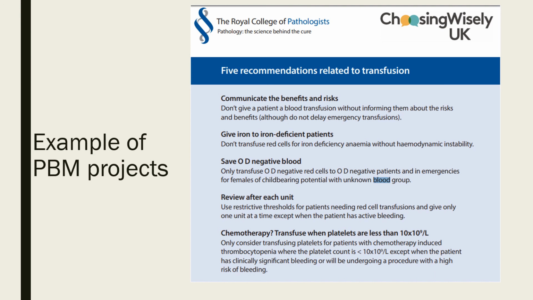The fourth recommendation is to review the patient after each unit. Use only a restrictive threshold for patients needing red cell transfusion and give only 1 unit at a time, except when the patient has active bleeding. And the fifth recommendation related to transfusion is if the patient is under chemotherapy, platelets are only transfused when the count is less than 10 to the power of 9 per liter.